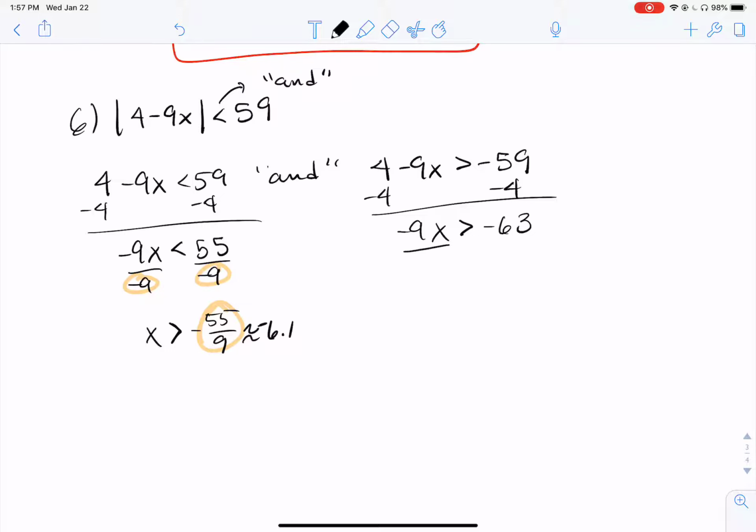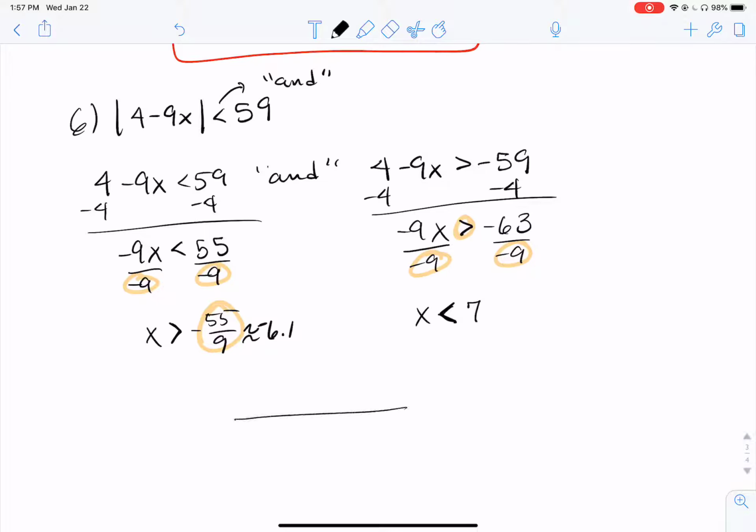So now in this one, we left off after subtracting 4, we're going to divide by negative 9. And x, because I'm dividing by a negative 9, that inequality is going to flip. So instead of it being greater than, it is now going to be less than. So less than 7.